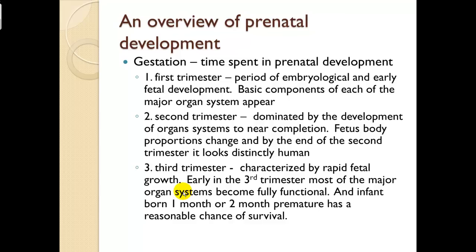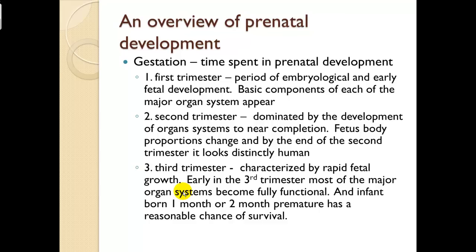Second trimester: dominated by the development of the organ systems to near completion. Fetal body proportions change. By the end of the second trimester, it looks distinctively human. Third trimester: characterized by rapid fetal growth. Early in the third trimester, most of the major organ systems become fully functional, and an infant born 1 to 2 months premature has a reasonable chance of survival.